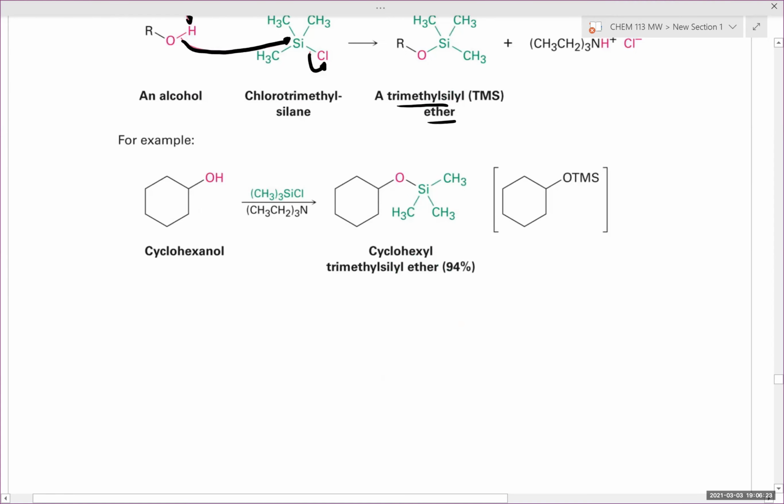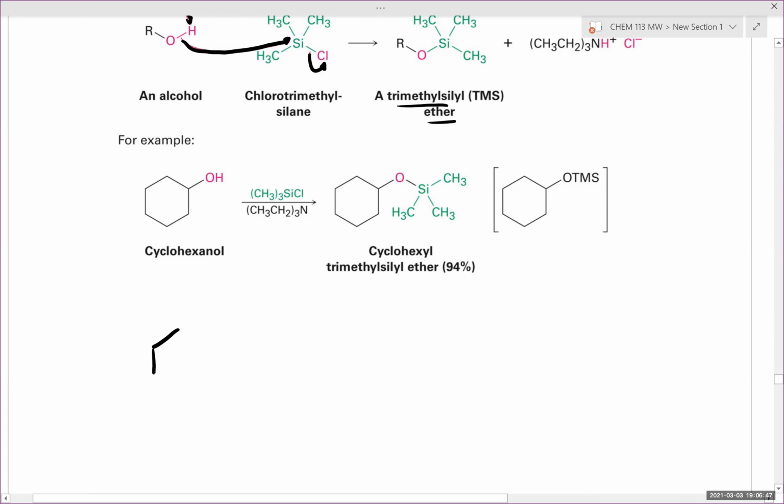So protecting an alcohol is a relatively straightforward process. Treatment with a base, such as in this case triethylamine, and trimethylsilyl chloride gives us our trimethylsilyl ether. So this alcohol is protected from further reactions.